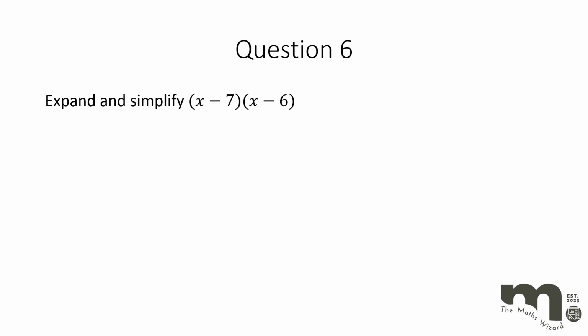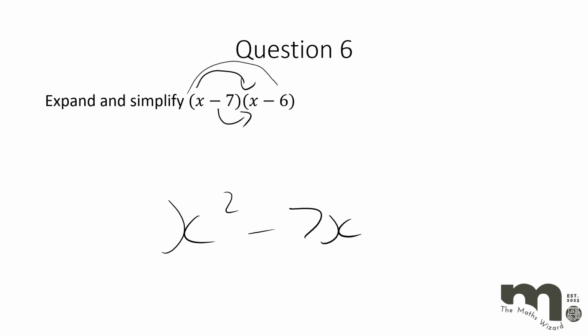So question 6, you've got x times x, which is x squared, minus 7 times x, which is minus 7x. And we've also got, I've missed off that one, haven't I? x times minus 6, which is minus 6x. And then you've got minus 7 times minus 6. Remember, a negative times a negative is always a positive. So minus 7 times minus 6 will give you positive 42.